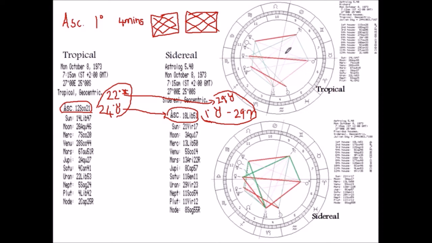So this is a very, very important consideration. The chart is only as accurate as the correct ascendant. This is why it's basically impossible to do a complete, very thorough Vedic chart without a time of birth of fair accuracy.